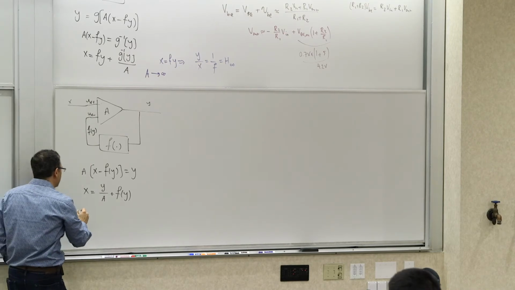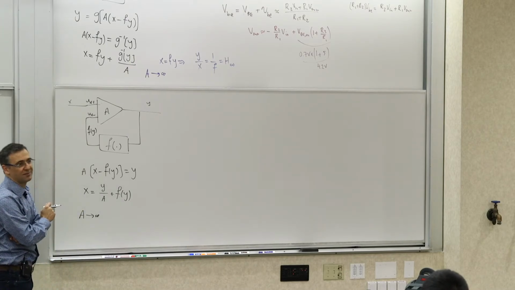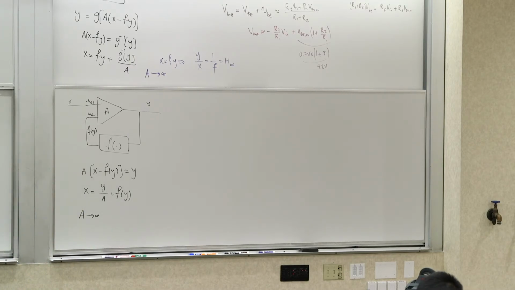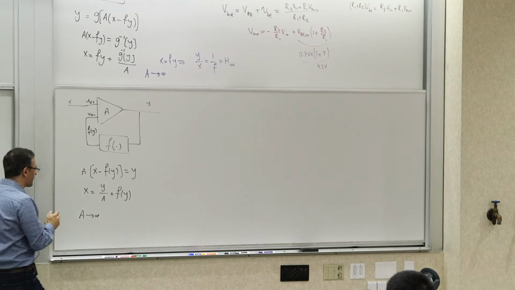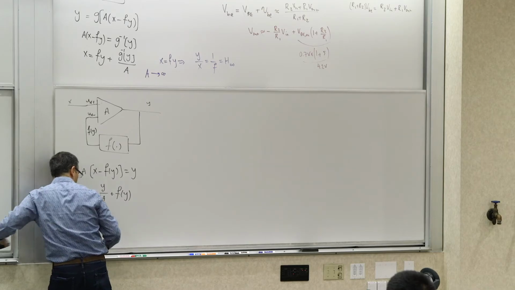But now again, let's see what happens if the gain goes to infinity. The gain is very large. You can make it KA and make K infinity if that bothered you. But anyway, that's fine. So if A goes to infinity, what happens this time? In that case, let's just say f is going to infinity.